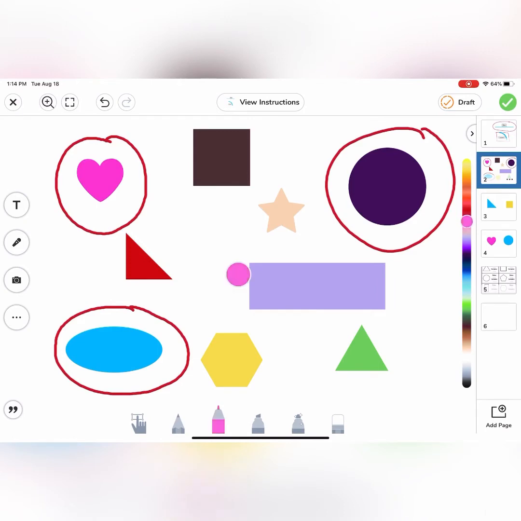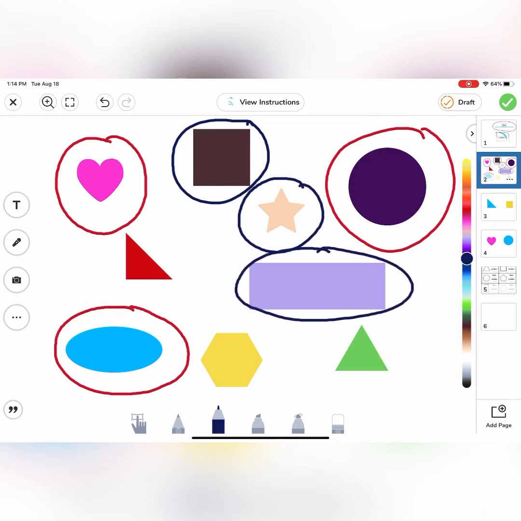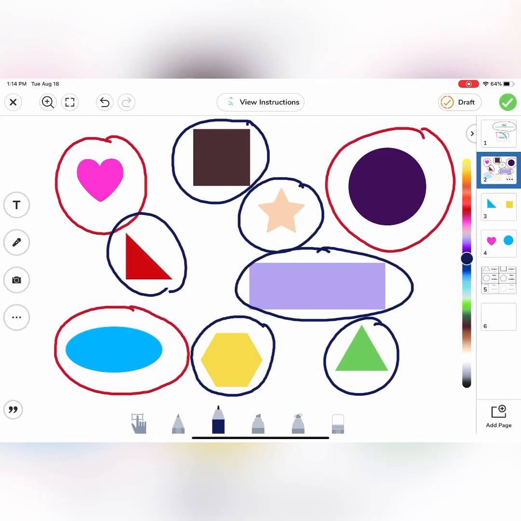Now, let's find all of our shapes that are made with straight lines. Which shapes do you see? I see a square and a star. There's no curves on a star. And a rectangle, a triangle, another triangle, and lastly, what's this shape here called? It has 6 sides. It's a hexagon. All of the shapes circled in blue are made with straight lines.